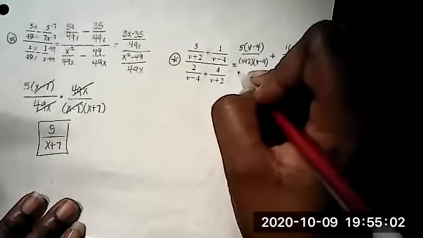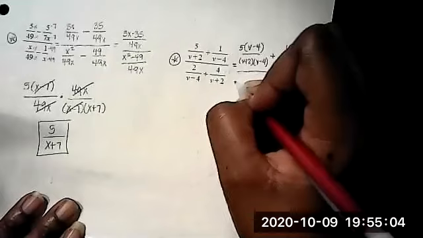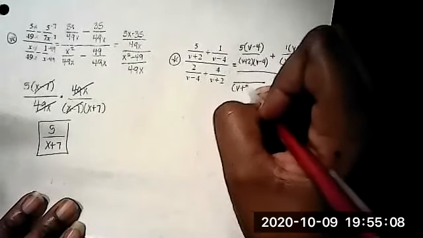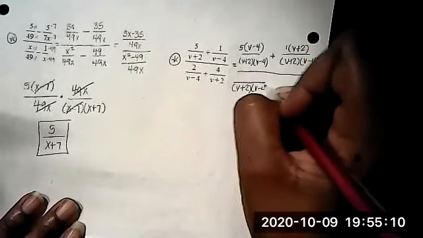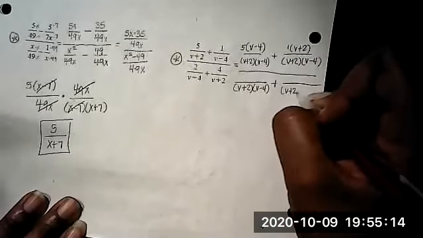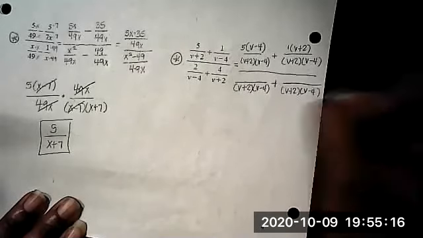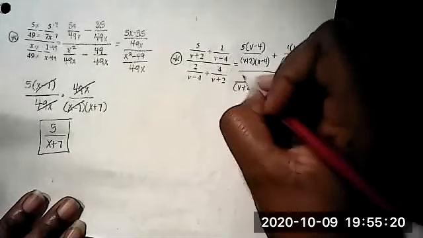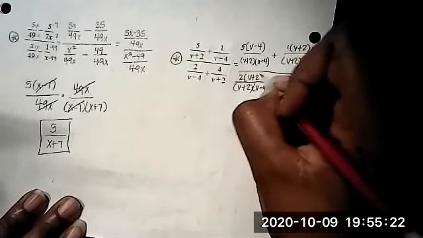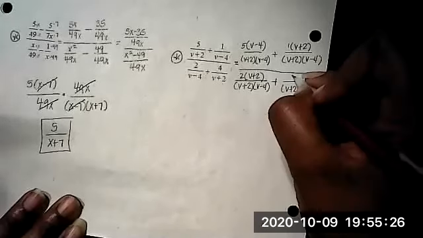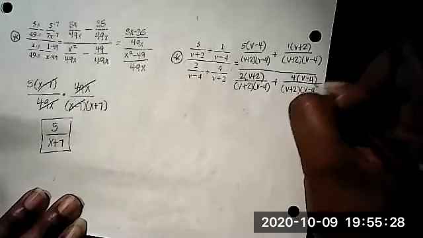Okay. Same situation is going to go on the bottom here. Looks like v plus 2 and v minus 4. What was added was v plus 2, so this is going to be 2 times v plus 2. What was added here is v minus 4, so this is 4 times v minus 4, okay?